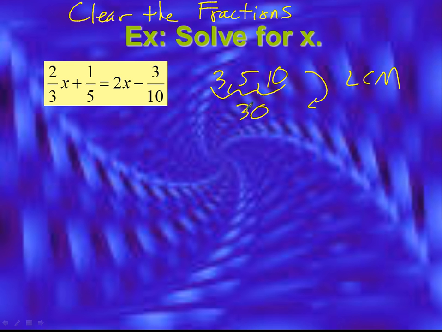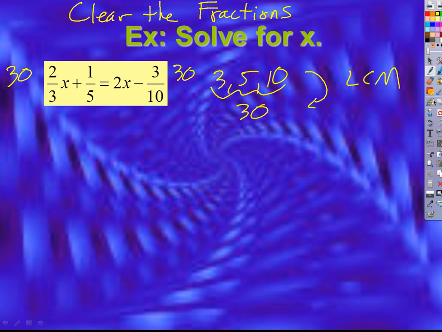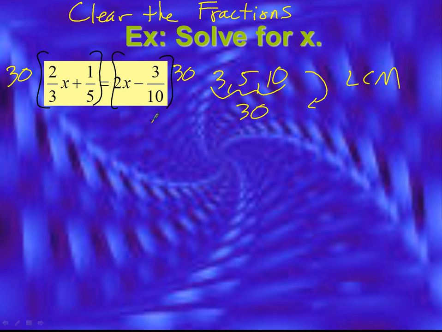Now, I'm going through this slowly here, and you might be thinking, I got it. But this is really important. If you get this trick, it'll save you a lot of time. So I'm going to multiply 30 through both sides. And I want you to watch what happens when I do that, when I distribute the 30. And I'm going to give you a shortcut for doing this that you're really going to like.